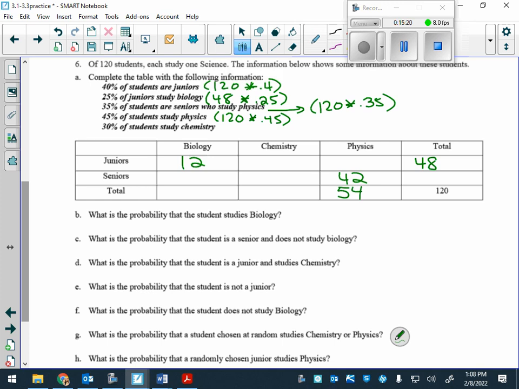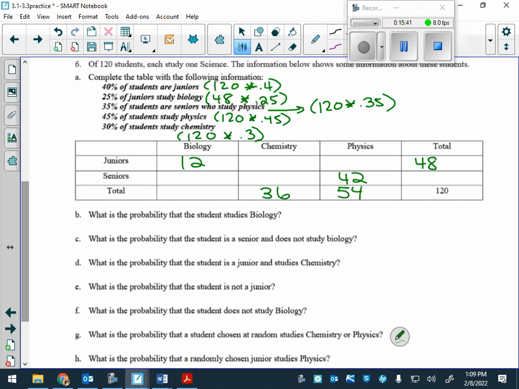Okay. And then 30% of students study chemistry. What do we do to find that out? Liam? 120 times 30%. Good. And what do we got? How many students study chem? Go ahead, Taylor. 36, good.